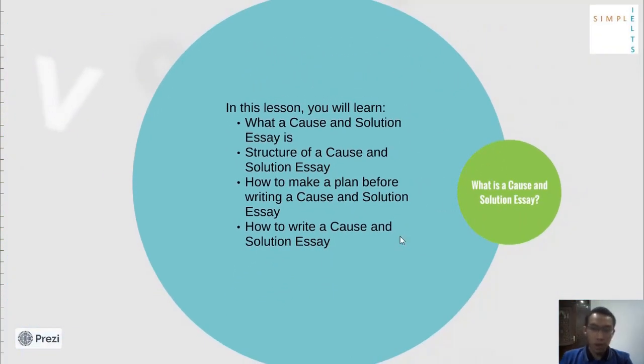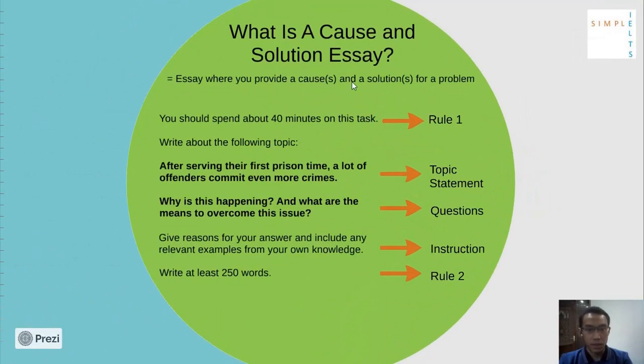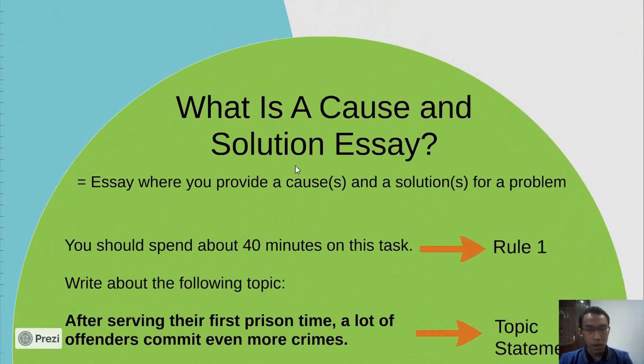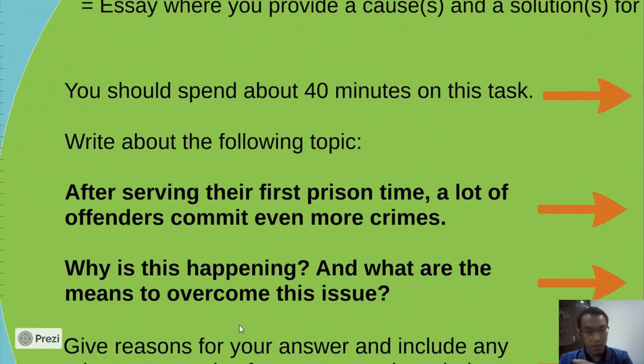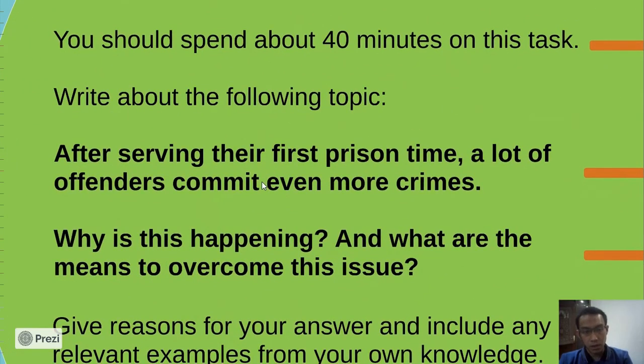So, first of all, I would like to discuss a little bit about what is a cause and solution essay. In essence, a cause and solution essay is an essay where you provide a cause and a solution. By the way, they can be plural or more than one for a problem. And the problem can be seen in the topic statement below. For example, after serving their first prison time, a lot of offenders commit even more crimes. So, this is the topic statement that is the source of the problem.